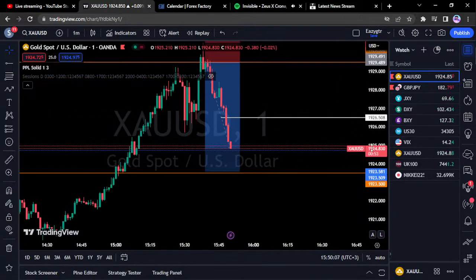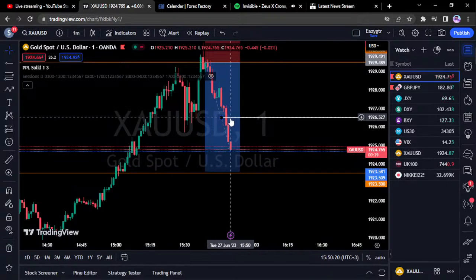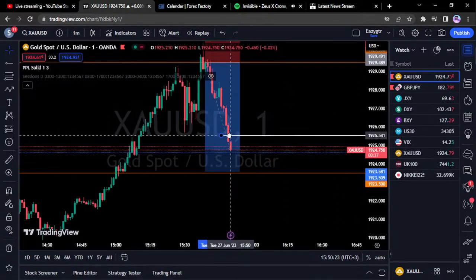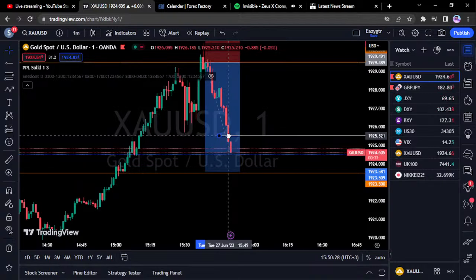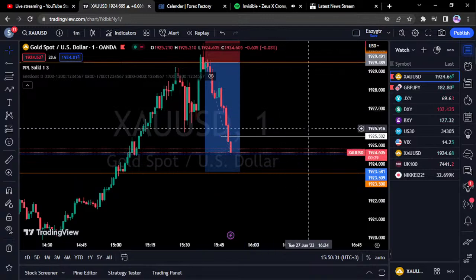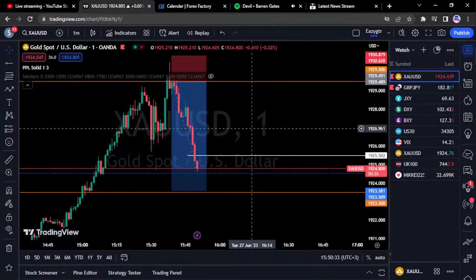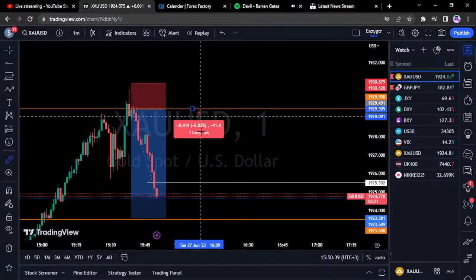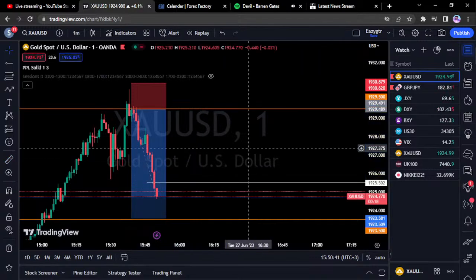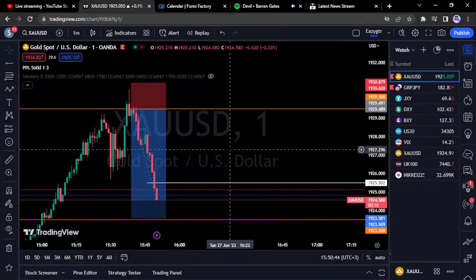Let's look at gold. Gold is still doing its deep dive. I'm looking to lock it in at 45 pips, so I'm moving my stop loss to 1925.50. And I'm letting the rest of the trade rock. So if it moves back and stops me out, it will have stopped me out at 40 pips. So this is a risk-free trade.